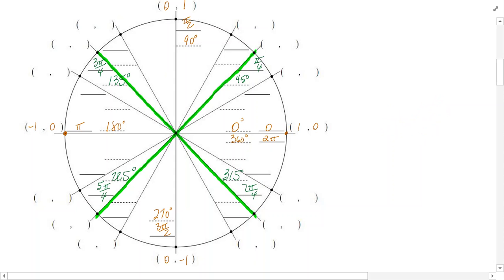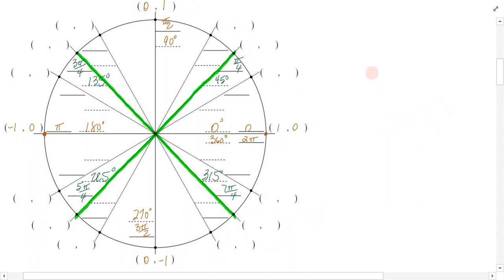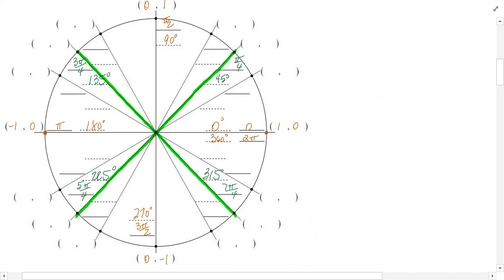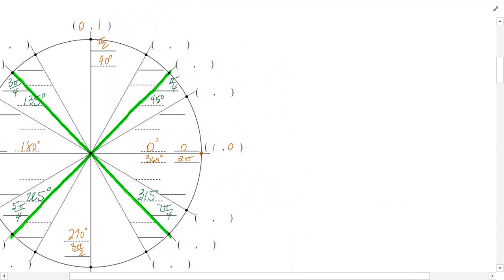Now, what is the ordered pair related to this angle of 45 degrees? This is where we're going to back up just a little bit, and we're going to think about some of the special triangles that we looked at.